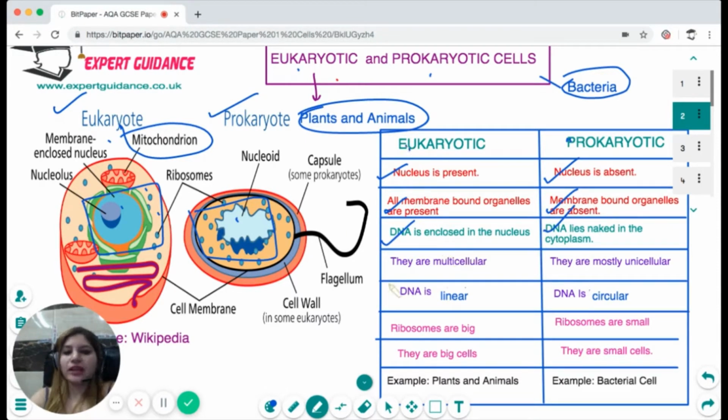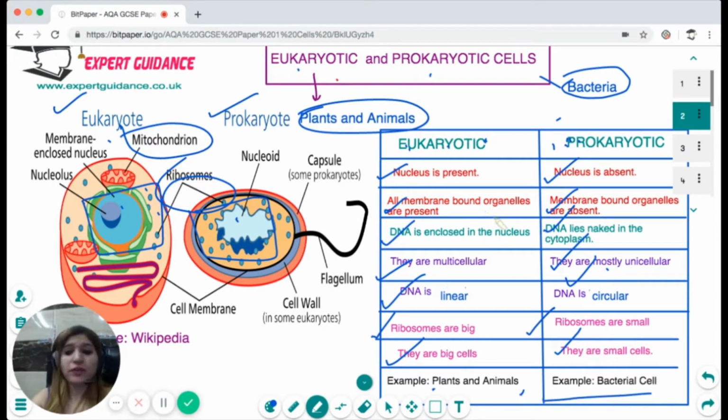The eukaryotic cells are mostly multicellular, but the prokaryotic cells are mostly unicellular. The eukaryotic cell DNA is linear, but the prokaryotic cell DNA is circular. Both eukaryotic and prokaryotic cells have ribosomes, but in a eukaryotic cell, the ribosomes are big. In a prokaryotic cell, they are small. Eukaryotic cells are multicellular big cells, whereas prokaryotic cells are small unicellular cells. Examples are a plant cell and an animal cell for a eukaryote, and for a prokaryote, there's a bacterial cell.